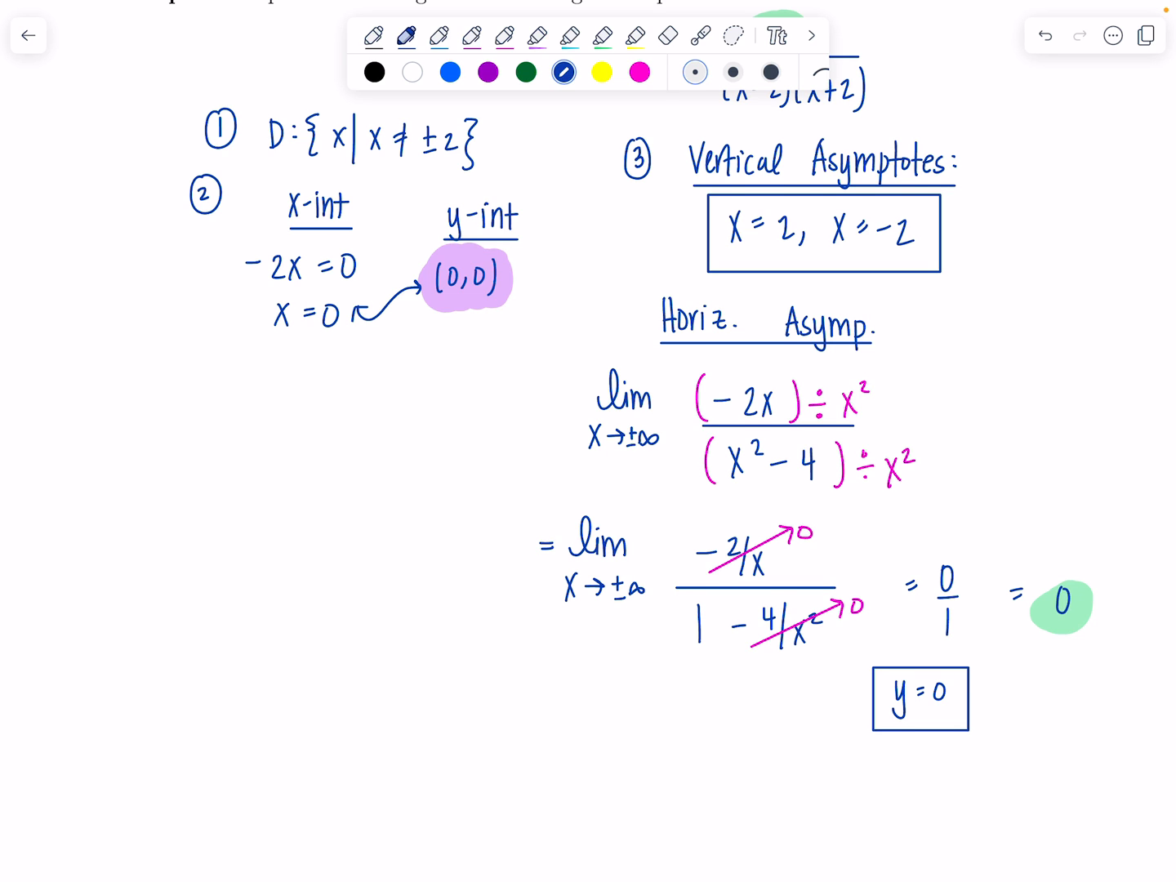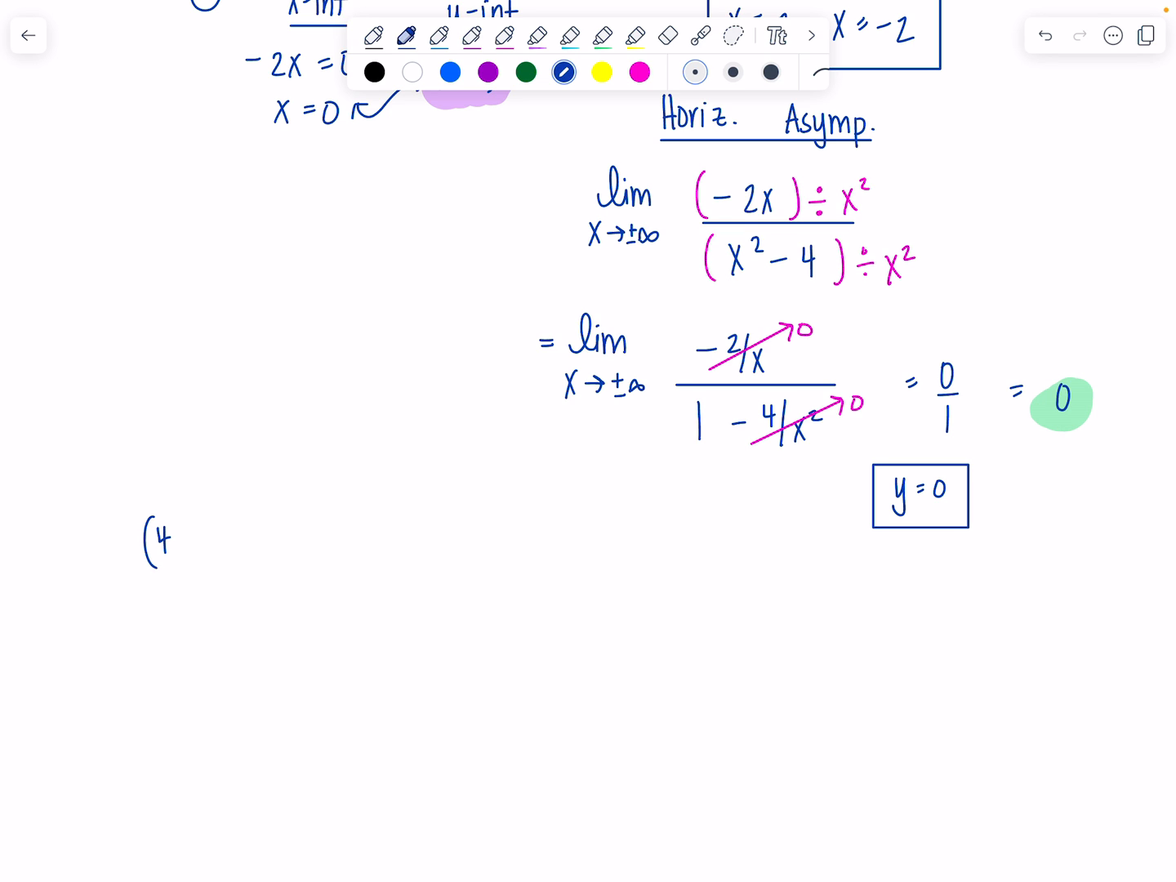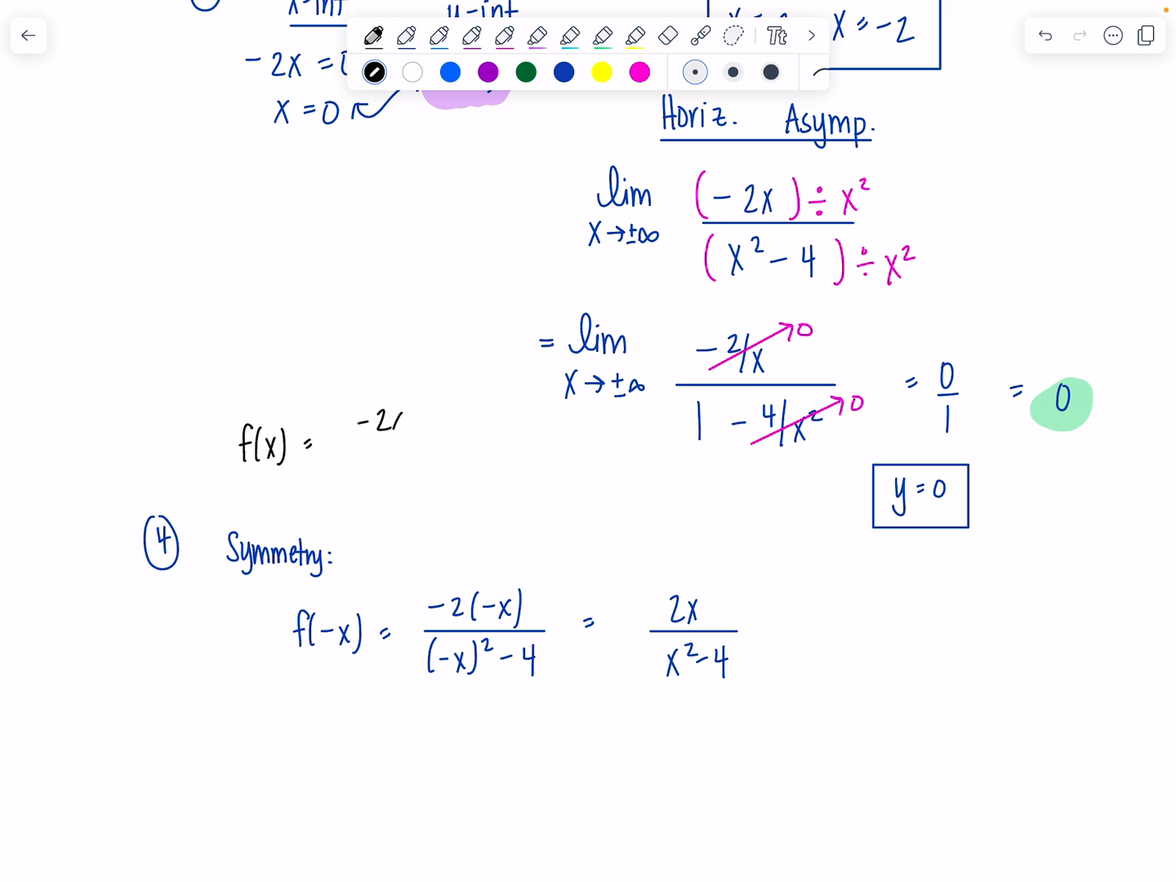Okay. Now let's check symmetry. So remember, you substitute in negative x for x. So f of negative x would be negative 2 times negative x over negative x squared minus 4. And then simplify, so this is positive 2x over x squared minus 4. And I'm trying to compare this with the original function, which was negative 2x over x squared minus 4. Well, it's definitely not exactly the same as the original, so I know it's not even. You see how the minus sign went away? That tells me this is the opposite of my original function.